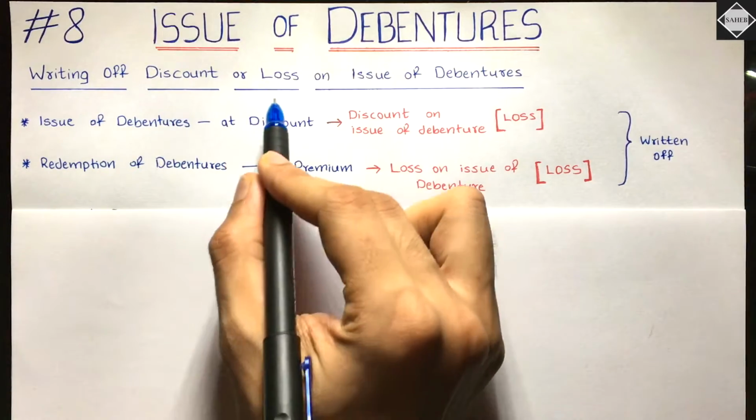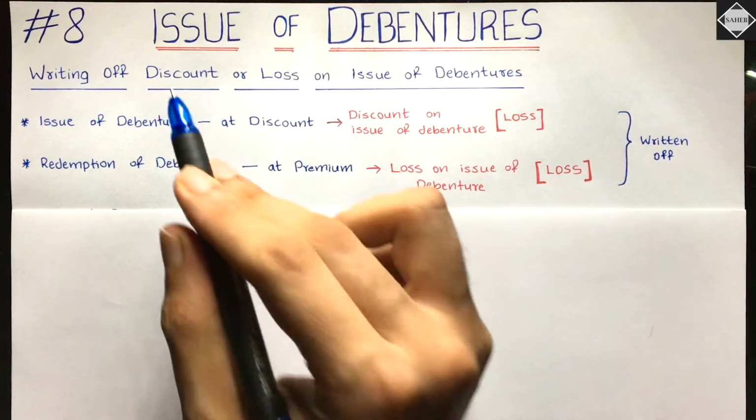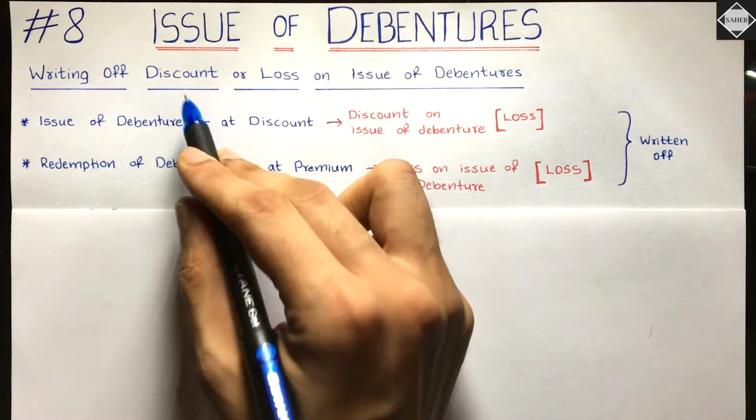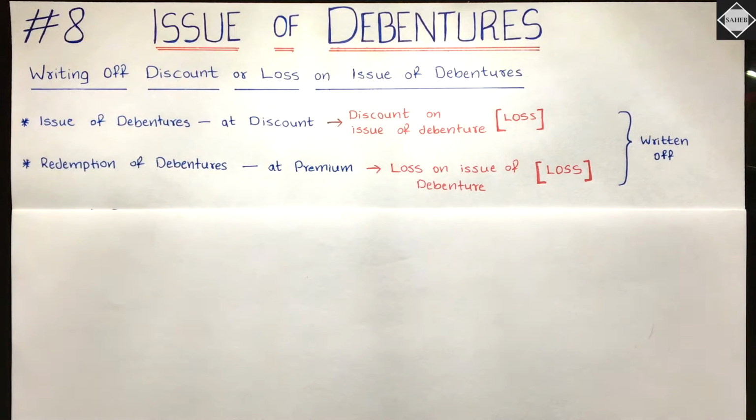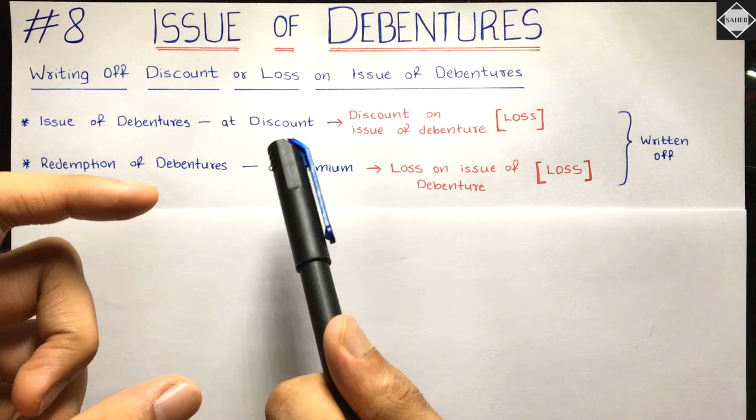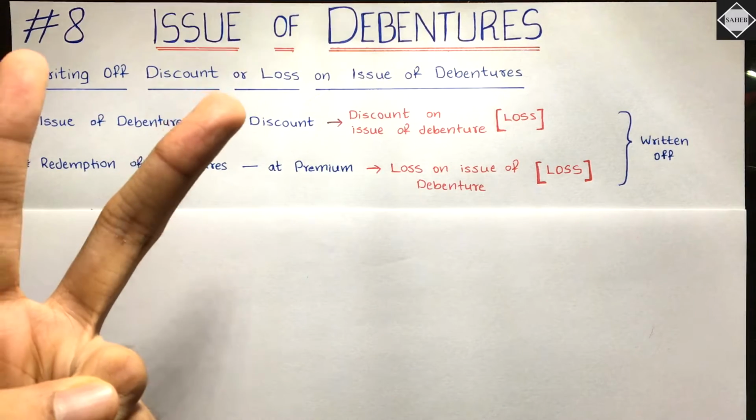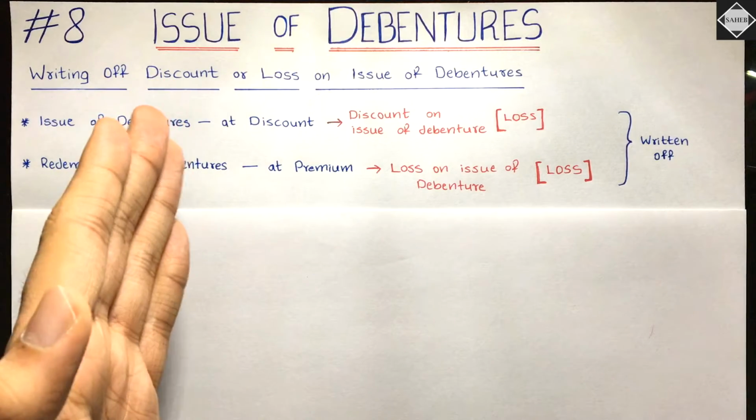And discount or loss on issue of debentures, you already know that. I have explained it. Discount happens when we issue the debentures at a discount. If a debenture of face value 100 is issued at 80, then we have 20 rupees discount. If we issue at 90, then we have 10 rupees discount, right? That's called discount on issue of debenture.